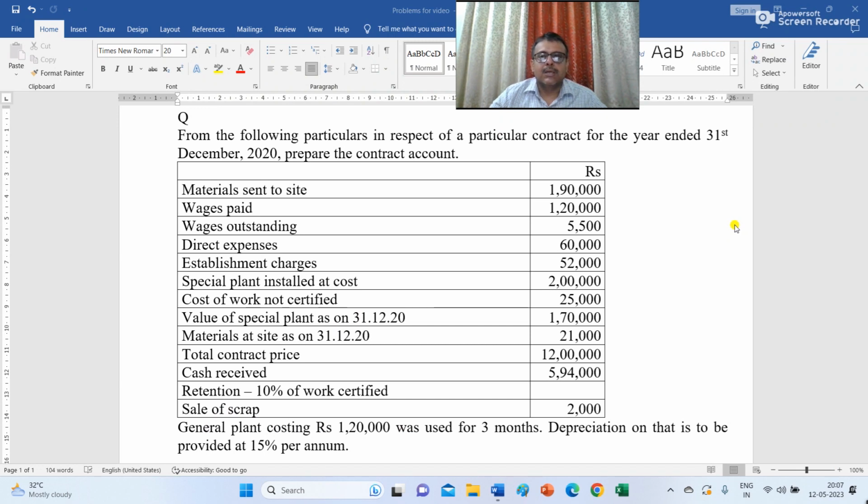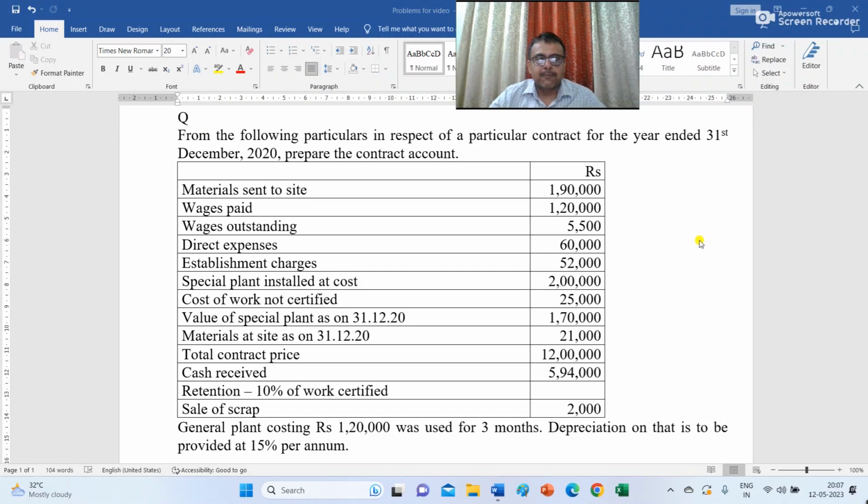From the following particulars in respect of a particular contract for the year ended 31st December 2020, prepare the contract account. Materials sent to site rupees 1,90,000, wages paid rupees 1,20,000, wages outstanding 5,500, direct expenses 60,000, establishment charges 52,000, special plant installed at cost 2 lakh, cost of work not certified 25,000, value of special plant as on 31st December 20 1,70,000. Materials at site as on 31st December 20 21,000.